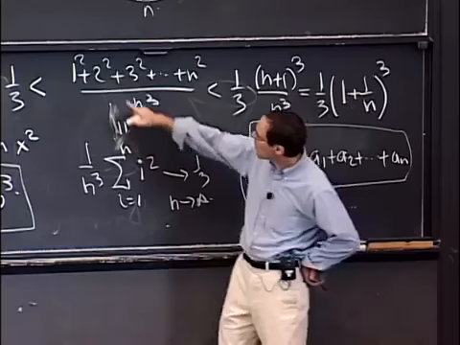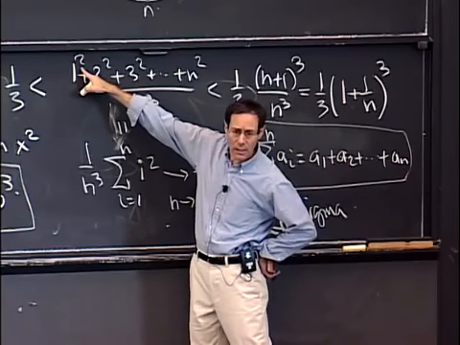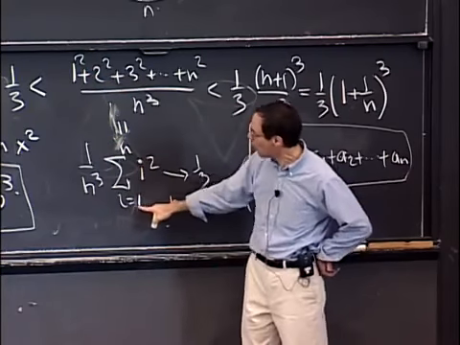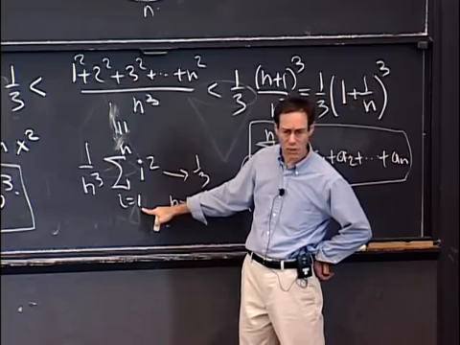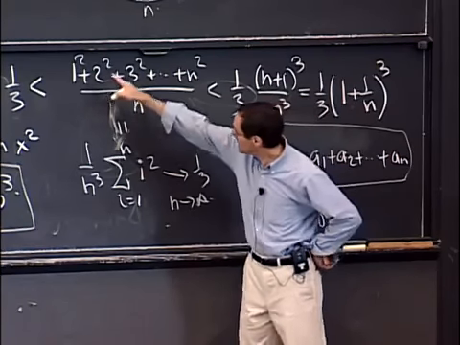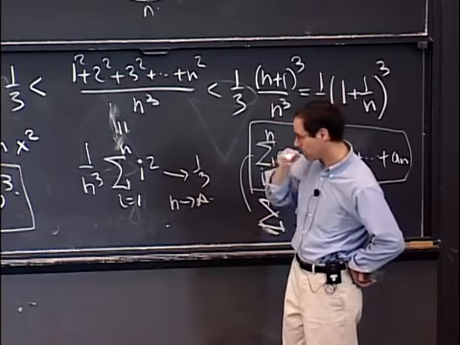And this is the reason why I stuck in that 1 squared at the beginning, so that you could see that the pattern worked all the way down to i equals 1. It isn't an exception to the rule. It's the same as all of the others.